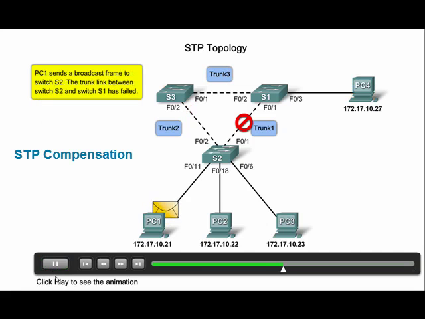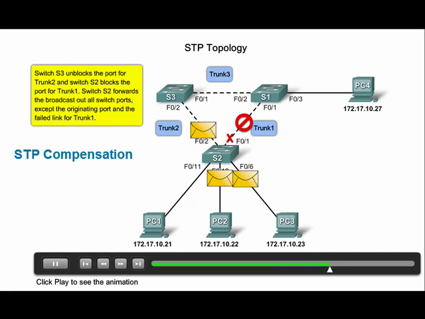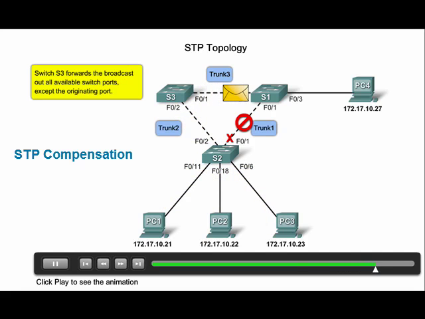As seen in this animation, if the primary path fails, the ports that make up the redundant path are enabled, thus restoring network functionality. Now that you know the purpose of STP, let's learn some more of the functionality of the protocol.